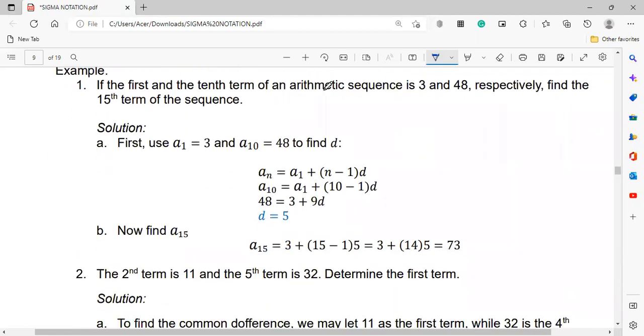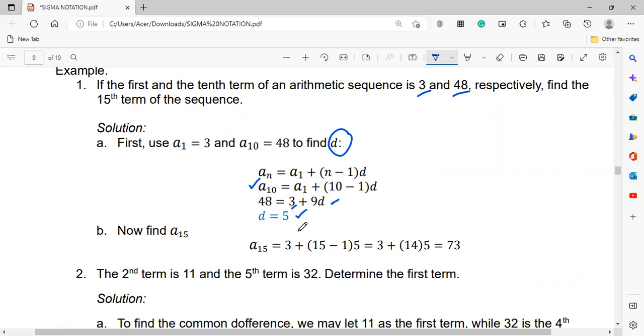So let's try number 1. If the first and 10th term of an arithmetic sequence is 3 and 48 respectively, then the fifth term of the sequence is? Okay, first we need to find the common difference. To get it, we make use of the given first and 10th terms. So by having an equation for the 10th term, 48 equals the first term 3 plus 9d. Simplify, combine like terms, so the common difference is 5.